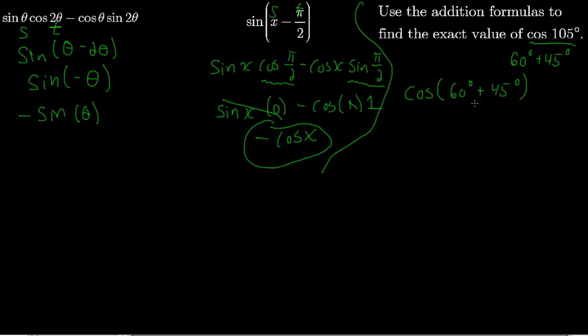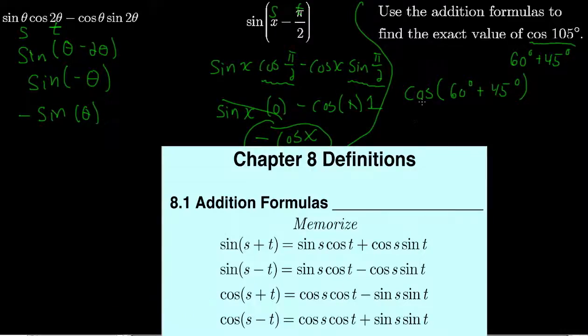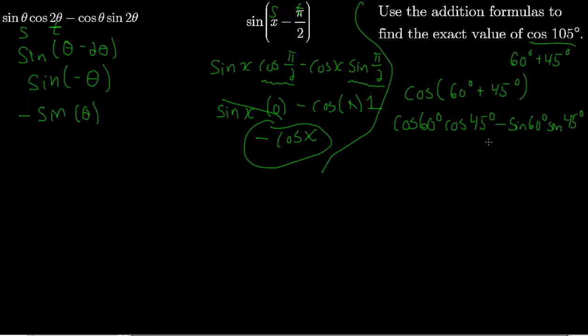That's a cosine addition. We know from the formulas that cosine addition is cosine cosine minus sine sine. So I'm going to write cosine 60 degrees, cosine 45 degrees minus sine 60 degrees, sine 45 degrees. All four of these are unit circle locations that we know. Cosine of 60 degrees is 1/2. Cosine of 45 degrees is root 2 over 2. Sine of 60 degrees, root 3 over 2. And sine of 45 degrees is root 2 over 2.